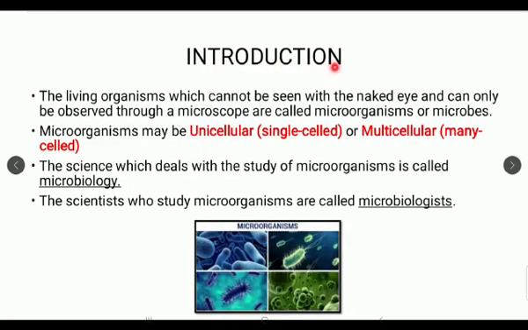Introduction. When we look around us, we find several kinds of plants and animals. However, there are other living organisms around us which we normally cannot see. The living organisms which cannot be seen with the naked eye and can only be observed through a microscope are called microorganisms or microbes.